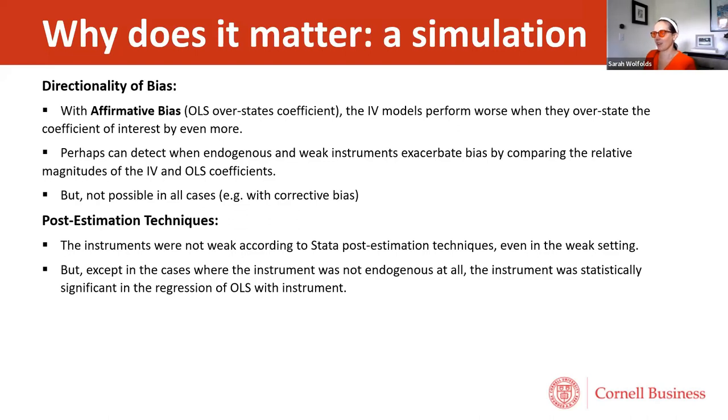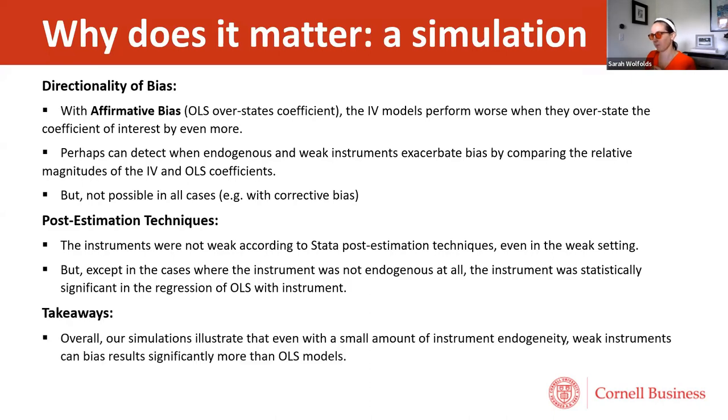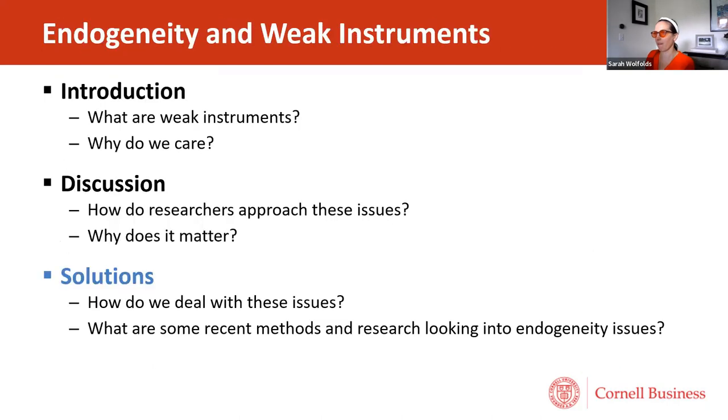That being said, I think there's some value to the zero first order discussion that Evan was having before, because in all of the cases where the instrument was endogenous, it was statistically significant in the regression of OLS with the instrument, meaning it would have shown up in the first stage had we examined it that way. So I think the takeaway here would be that even with a small amount of instrument endogeneity, weak instruments can really bias results potentially significantly more than OLS models.